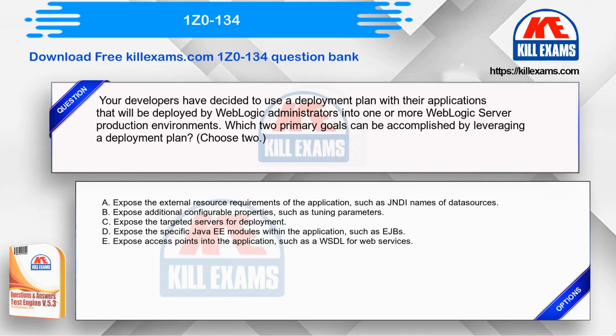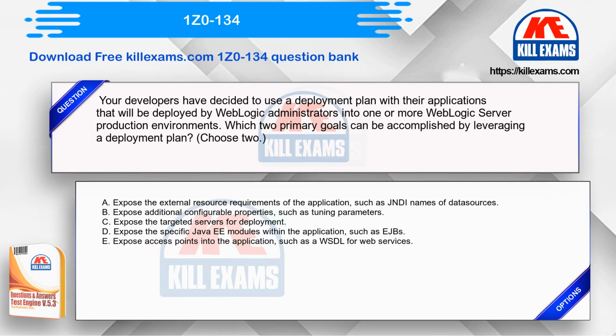Your developers have decided to use a deployment plan with their applications that will be deployed by WebLogic administrators into one or more WebLogic Server production environments. Which two primary goals can be accomplished by leveraging a deployment plan? Choose 2. Option A. Expose the external resource requirements of the application, such as JNDI names of data sources.